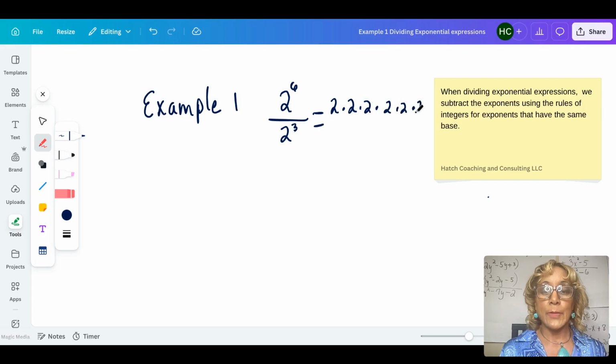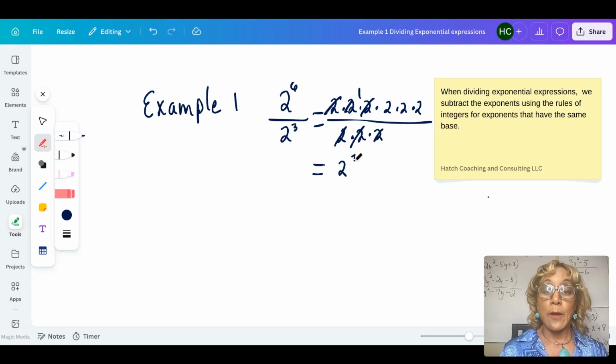So I have 6 2's being multiplied, divided by 3 2's being multiplied. If I wanted to, I can divide these out or cancel out, as you might want to call it. Every time I cancel out, I get 1 because 2 divided by 2 is 1. And what do I have left over? You write down whatever you have left over, whether it's in the numerator or denominator, and that's 2 to the third power. All I did here was subtract 6 minus 3, the exponents, and I got 3. Seems pretty straightforward?